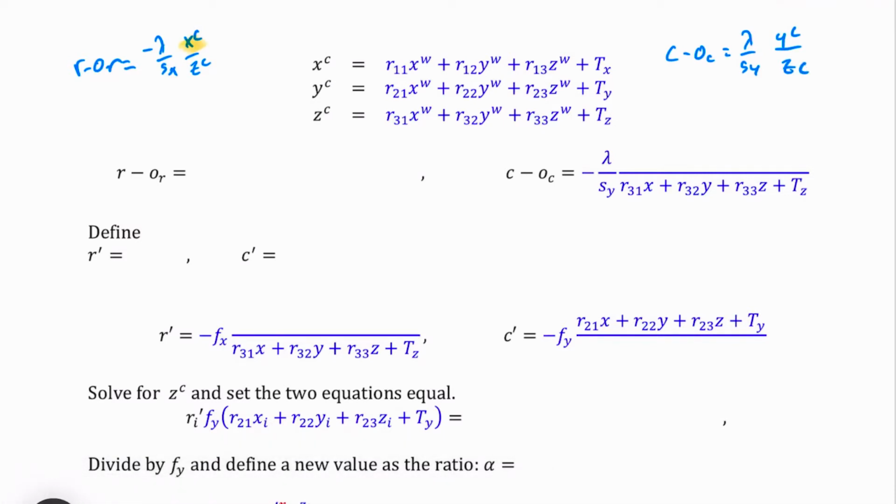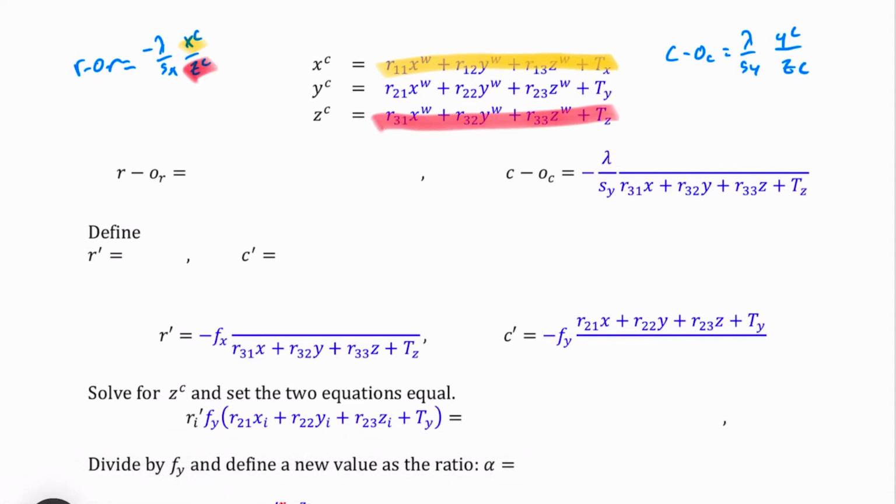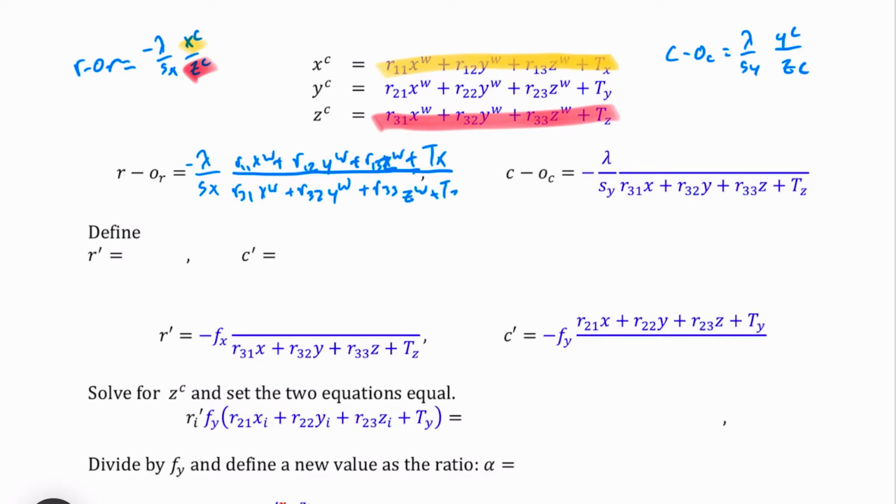Well, we've got those terms now. This xc is given by this beautiful equation, and my zc is given by this equation. So I can just write those out here perfectly. It's just negative lambda over sx. So let's write that in here. We've got r11 x world plus r12 y world plus r13 z world plus tx, divided by r31 x world plus r32 y world plus r33 z world. I said x, I meant z up there, plus tz.